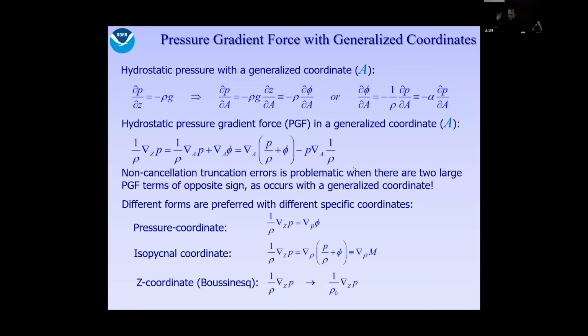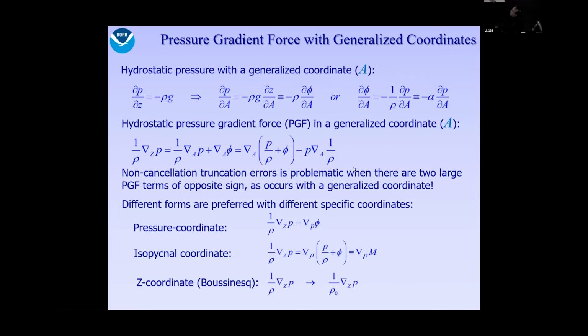So the reason why I'm showing you this is that when you have these multiple different terms, they have to be discretized differently. And there's a non-cancellation of the truncation errors because they are discretized differently. They use different stencils and different terms. And that non-cancellation can be problematic if these 2 pressure gradient terms are of opposite sign, as is the case when your coordinate surfaces are outside of the range between surfaces of constant pressure and surfaces of constant density.